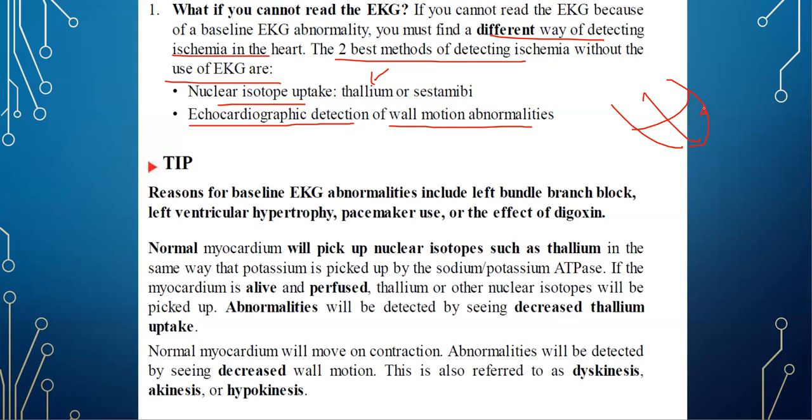Let's say in the left ventricle, this part is not moving that much. Then you can think that maybe this part of the heart is not getting enough blood supply, and that's why I am getting this abnormal wall motion on this side. So that also gives you some idea. So you do this nuclear isotope scan, or you can do an echocardiogram to look for any wall motion abnormalities. What are the usual baseline ECG abnormalities? It could be left bundle branch block, it could be left ventricular hypertrophy. The patient might already have a pacemaker. In such cases, you can't do an ECG stress test.